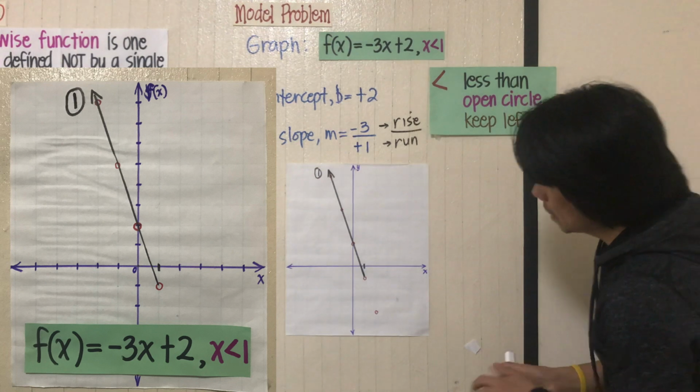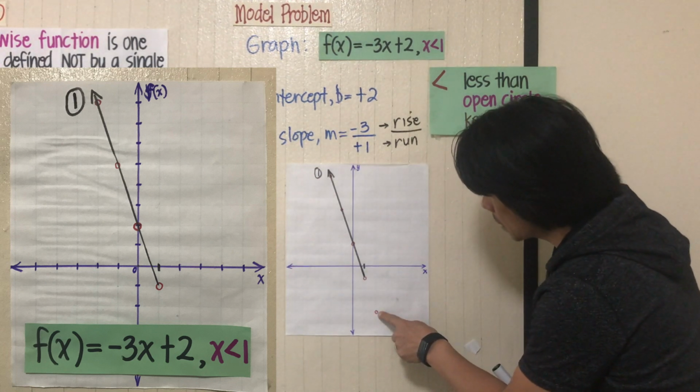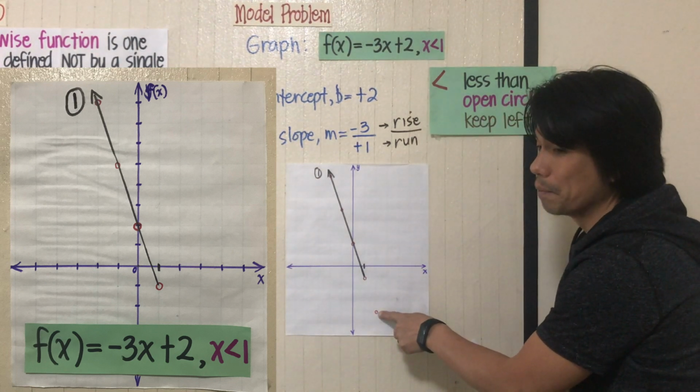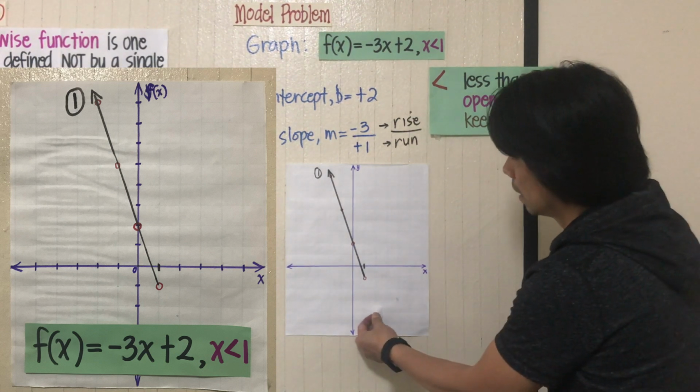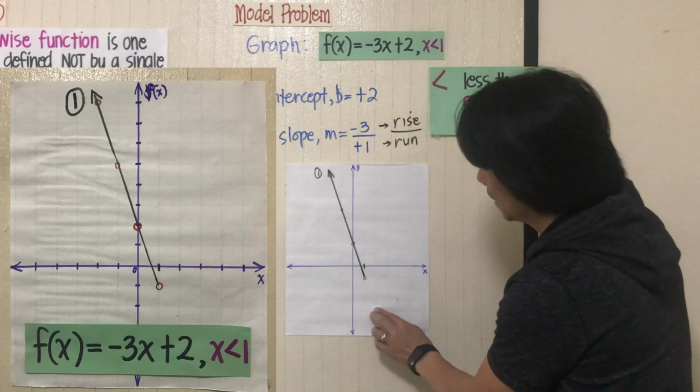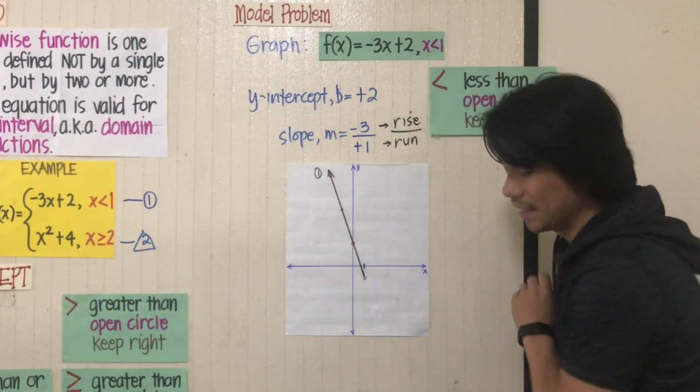So what happened to this open circle? Is it part of the graph? No. Since you're using a pencil, just erase it. That's how we erase it.